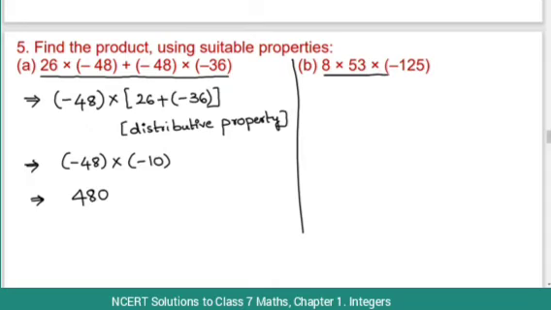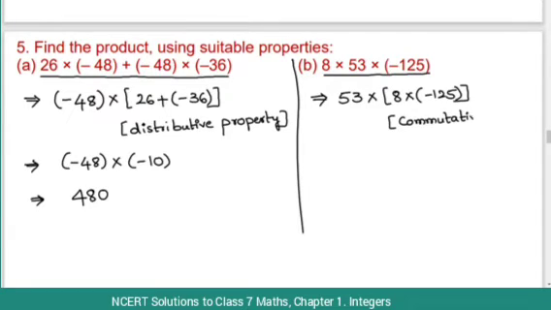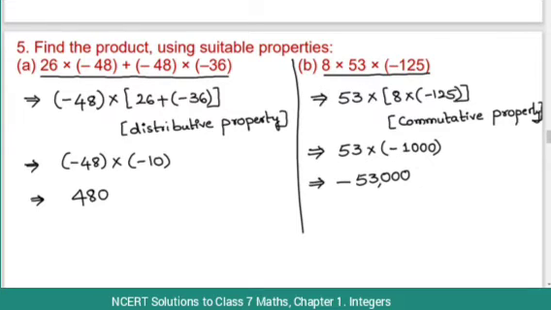Now B, 8 into 53 into minus 125, which is equal to 53 into 8 into minus 125. So here we have used commutative property. So this becomes 53 into 125 into 8 is 1000. So it is minus 1000 and 53 into 1000 is 53,000 and minus as it is.